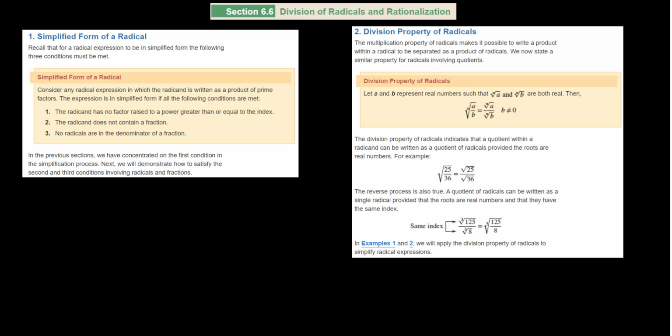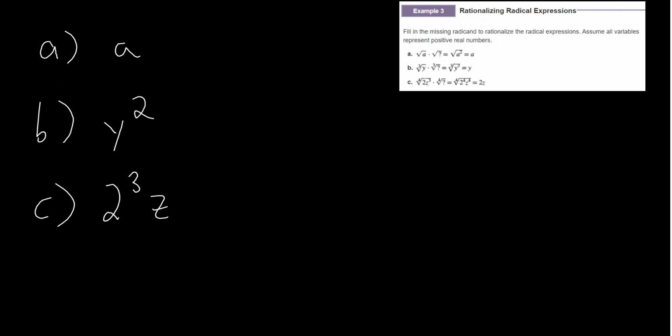Now we're violating another rule: no radicals are in the denominator of a fraction, and we have a radical in the denominator of a fraction. How do we solve this? We need to get rid of that radical. It goes back to the problem we did a second ago. We kind of queued ourselves up for this. We need to have the square root of something. Looking at A, the square root of A times the square root of something is equal to the square root of A squared, which is equal to A.